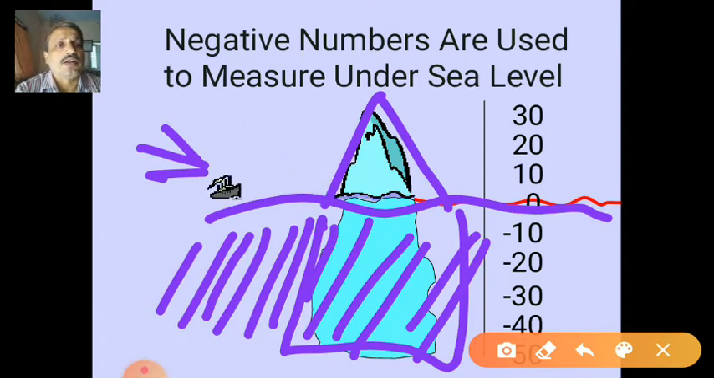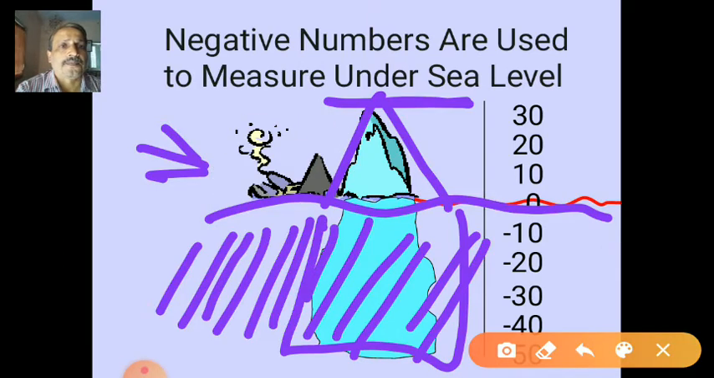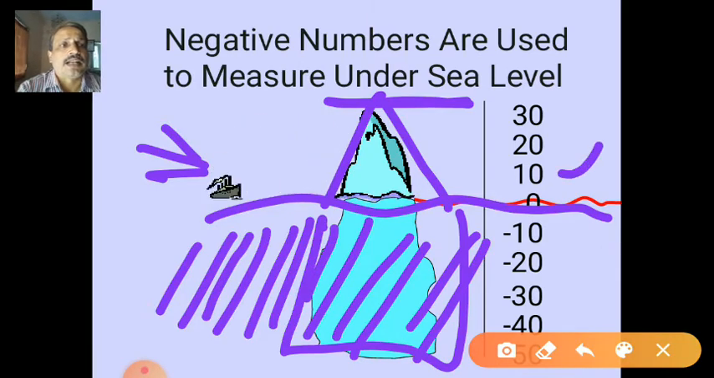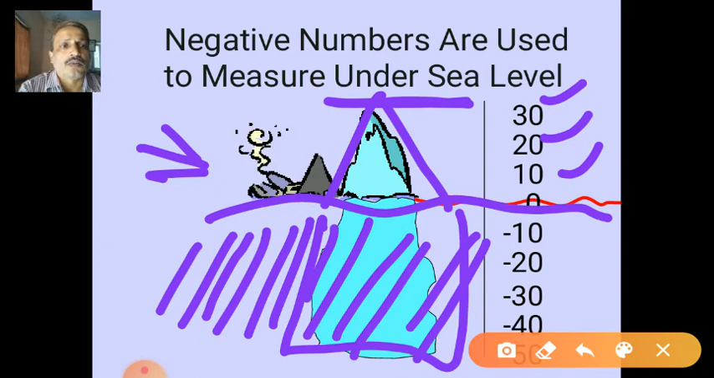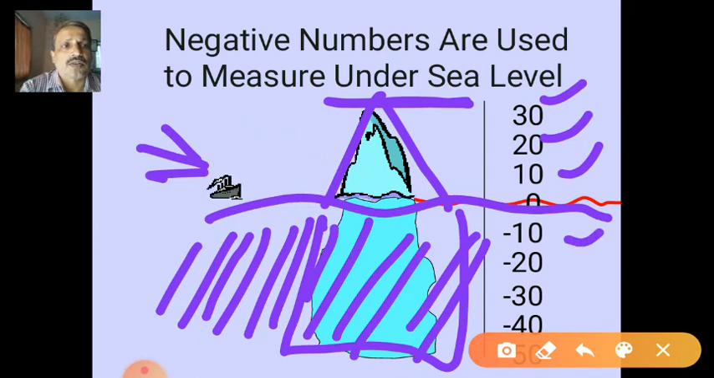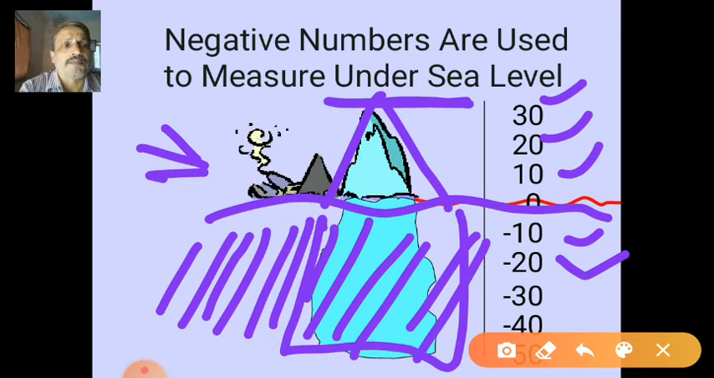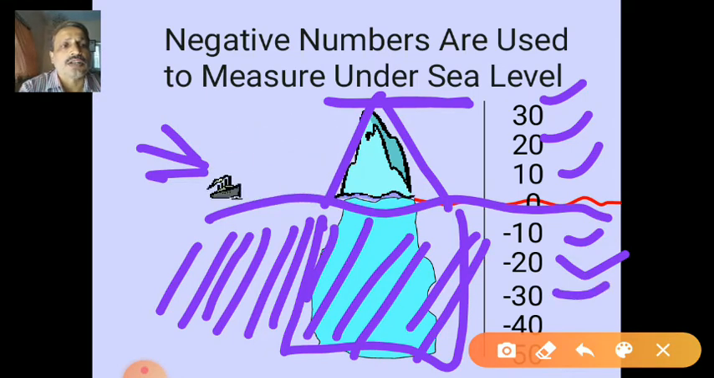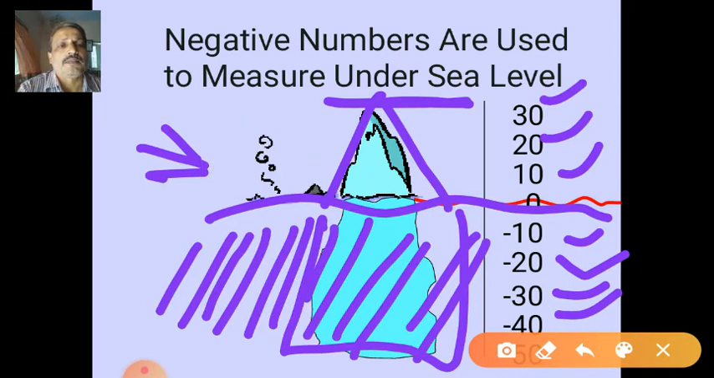This is the height of the iceberg, 30 meters. That's given here: 10, 20 and 30. What about under the water? That's minus 10. The opposite of 10 is minus 10. The opposite of 20 is minus 20. The opposite of 30 is minus 30. Minus 40, it's far away.